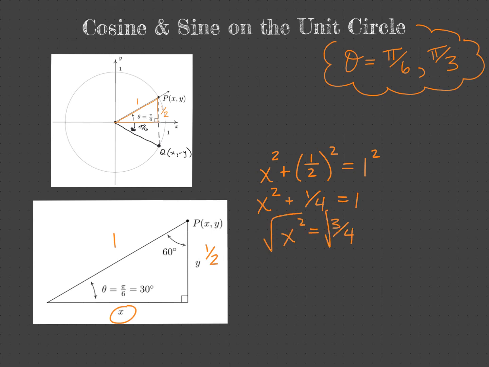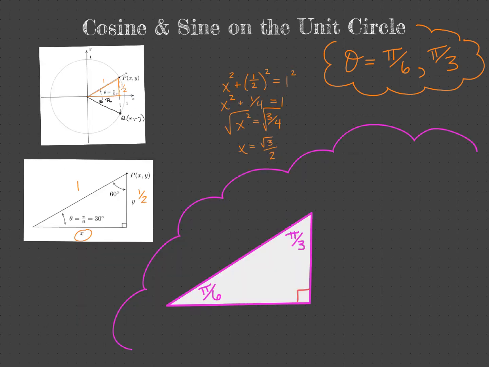And square rooting both sides, we'll have that x again equals plus or minus, but because this x coordinate moves to the right, because we're in quadrant 1, we know that it's positive. So I'll just take the positive version, √3 over the square root of 4, which is 2. So our x coordinate is √3 over 2. So once again, let's go ahead and generalize this a bit.